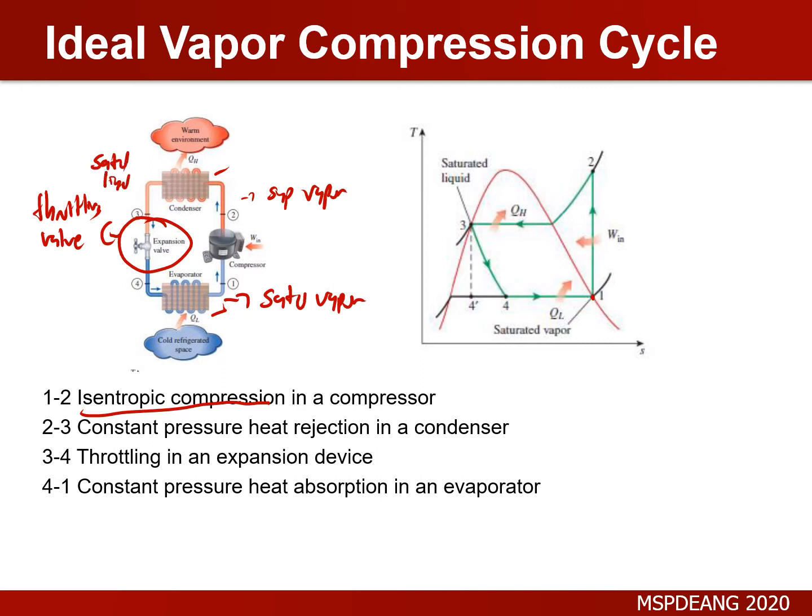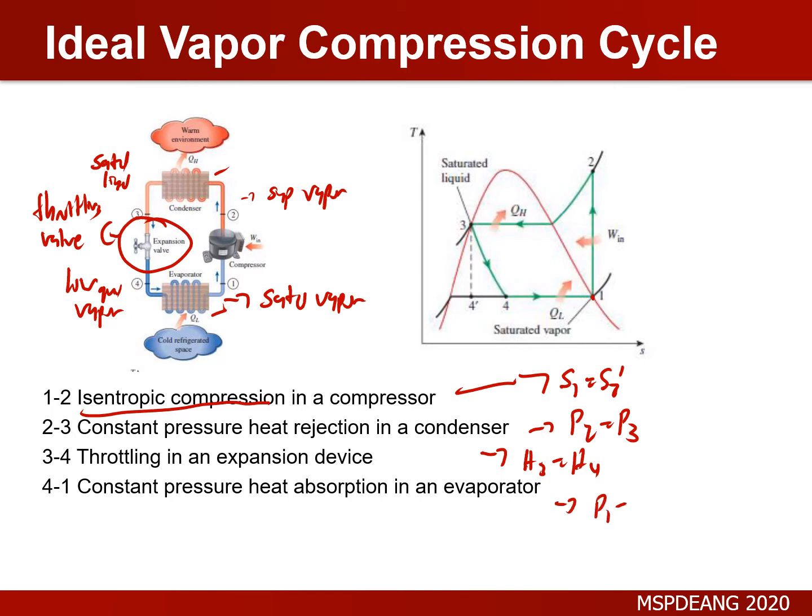Okay, but now stream 3 is a saturated liquid. Okay, and then saturated liquid expands, so meron tayong ditong low quality vapor. Okay, so unless otherwise stated again, i-assume natin is S1 is equal to S2 prime kasi meron tayong isentropic expansion in a compressor. Constant pressure heat rejection, so P2 is equal to P3. You have a throttling process. Okay, so lagi i-assume na H3 is equal to H4. Alright, and syempre for 4 to 1, okay, P1 is equal to P4.